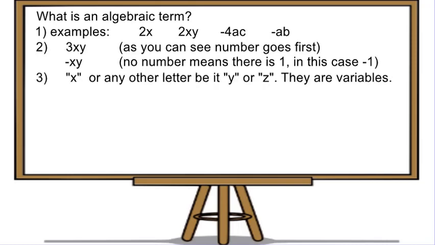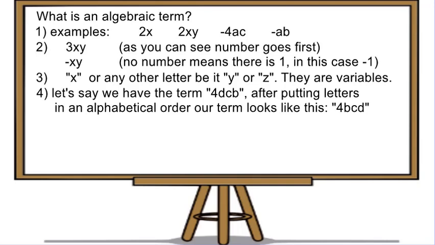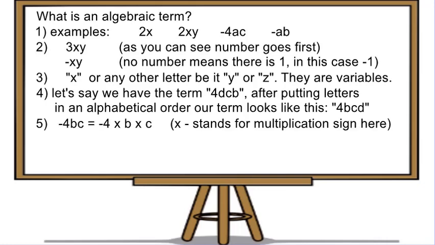Third, letters in algebraic terms stand for some unknown values, which we call in mathematics variables. Fourth, if there is more than one letter in an algebraic term, we put them in alphabetical order. And the last, a number and letters in an algebraic term stand next to each other. That is how we write it down. But in algebra, it means there is a multiplication sign between them all.